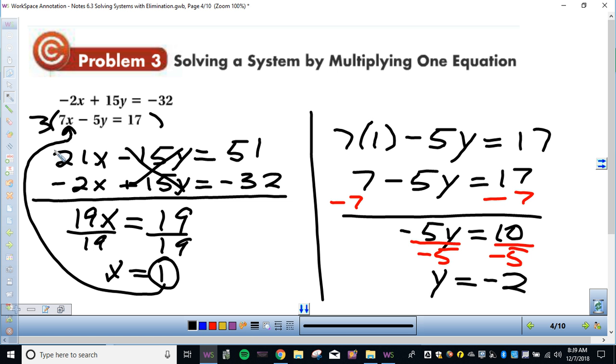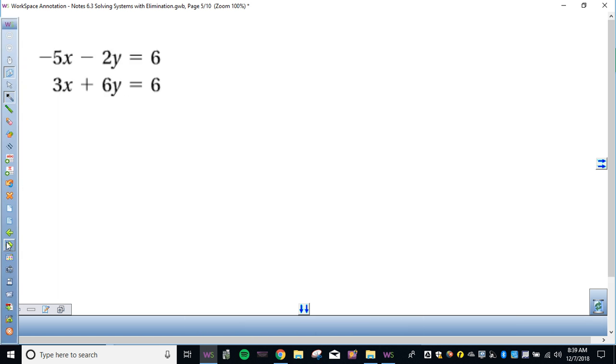I could have plugged it in there. You can plug it into any of the equations. Doesn't matter. You still get the same answer either way. Okay. Write that one down, please.